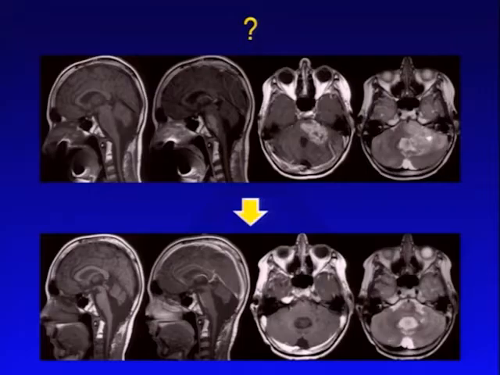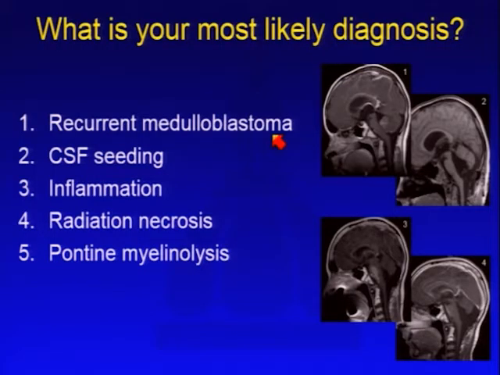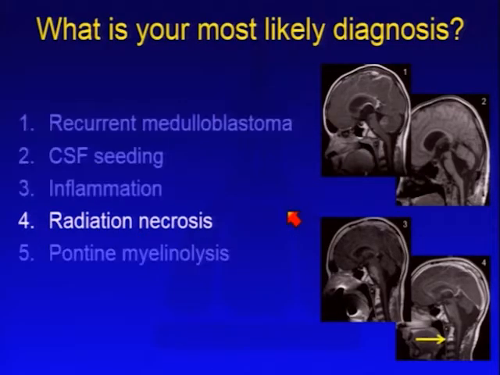And I always find it impressive if the oncologist says, it's okay, we expected this. In this particular situation, indeed, our oncologist said, it's no problem. We were aware of this. It was a high dose which we gave, and it will resolve, and indeed it resolved. So my question would have been here, what is it? Recurrent medulloblastoma is always something to consider. CSF seeding, inflammation, necrosis, or pontine myelinolysis, and you know it is radiation necrosis.